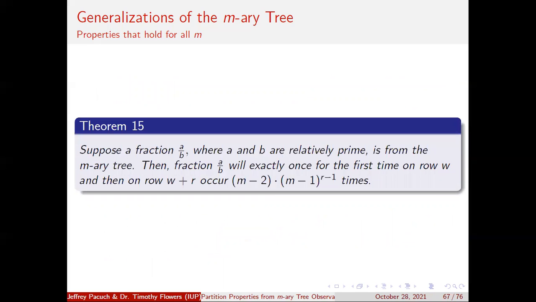I say if I have some fraction a over b in the m-ary tree, and the first time it occurs will be exactly once, I call it on some row w. Then later, after row w, on row w plus r, it must occur m-2 times m-1 to the r-1 times. And we can find this for any row r. So how do I prove this true?